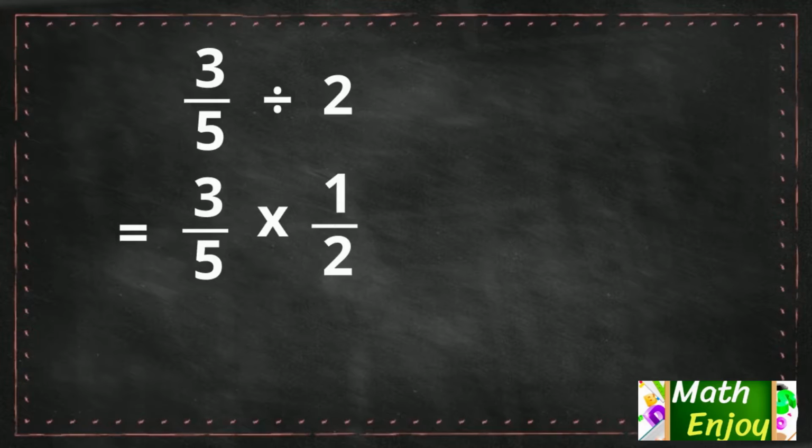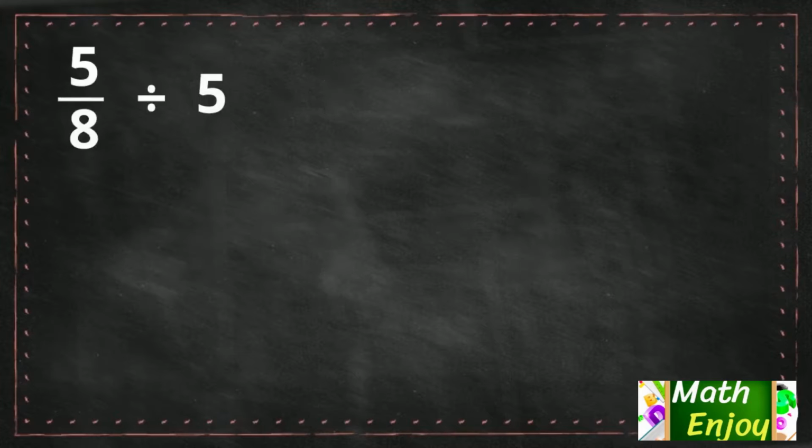Now there are two fractions. We have to multiply the numerators together. 3 times 1 is 3. 5 times 2 is 10. I multiplied the numerators together, which is the numerator of the answer. Then I multiplied the denominators, which is the denominator of the answer. 3 over 10.